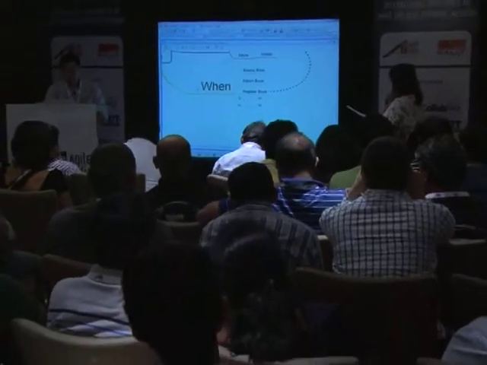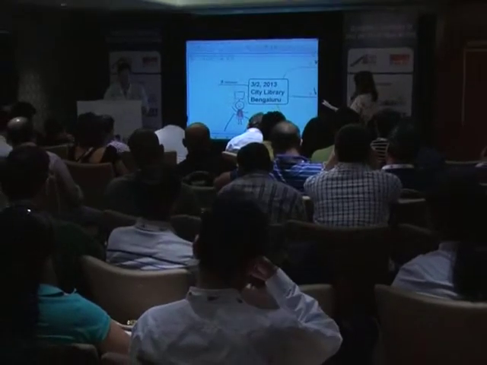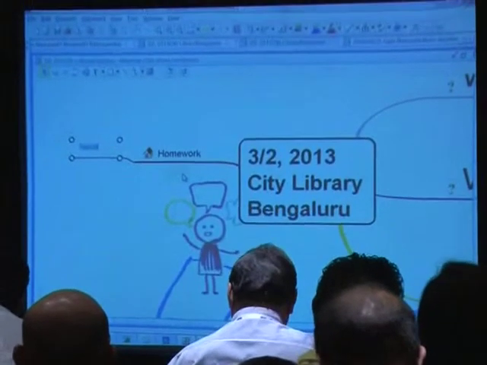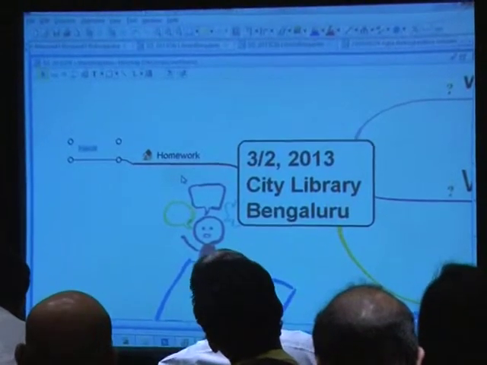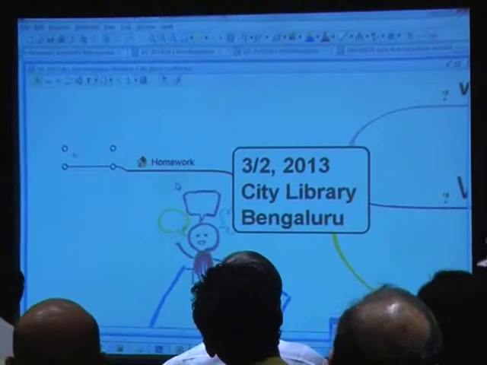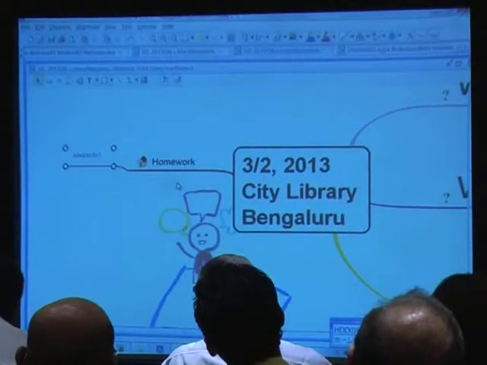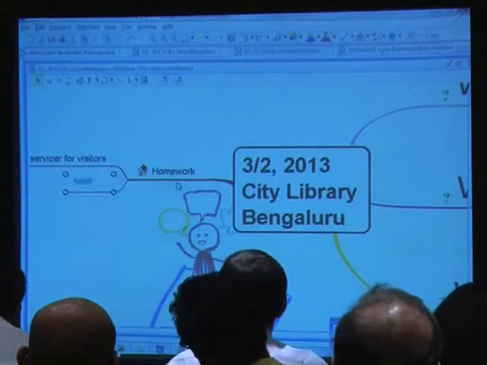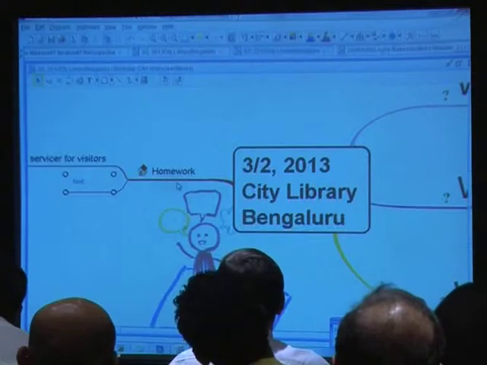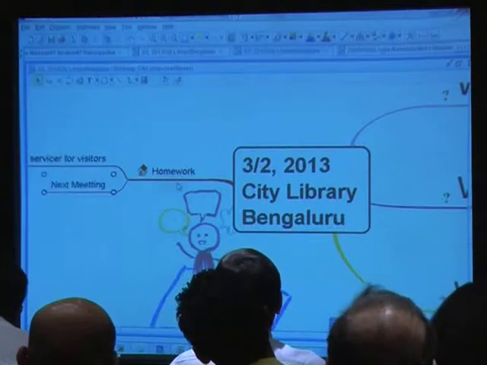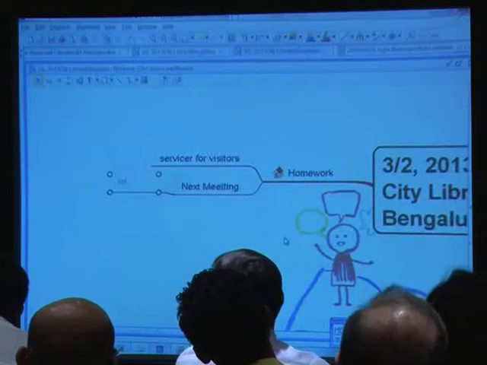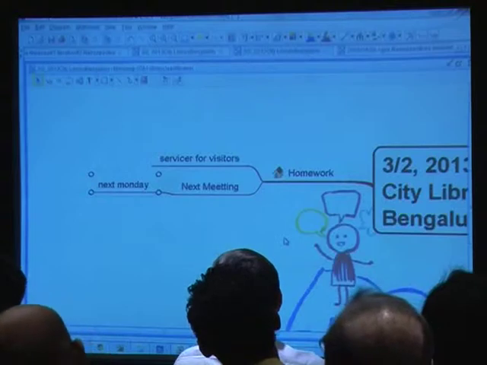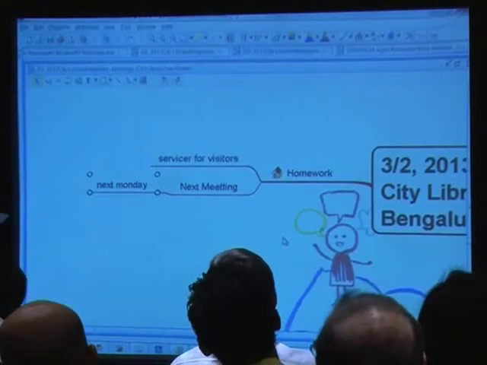Okay. So I will add some homework here so that you can remember. One is you list services for visitors. Okay. And when would the next meeting be? How's next Monday? Okay, next Monday. May I visit here again? In Bangalore, or how about in Japan? Could do that. I'm okay.